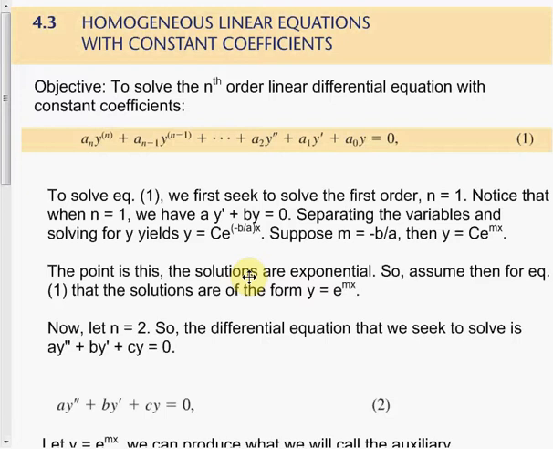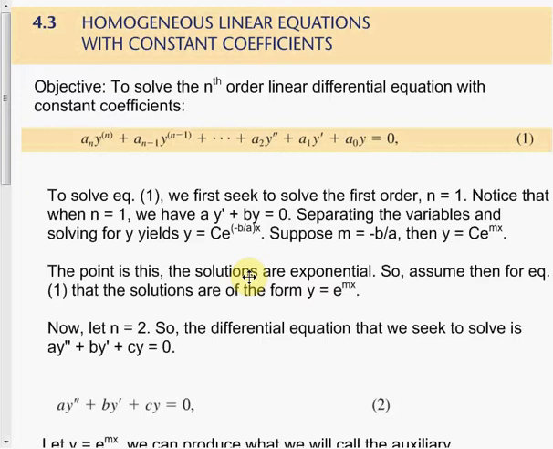So to solve equation 1, we first seek to solve the first order. Just let n equal 1 and look at that solution. If you let n equal 1, then the differential equation that you have is a differential equation that has order 1. The highest derivative is just y prime. Right? So this is like y prime plus some constant times y equal to 0. We're still talking about a homogeneous differential equation. So if you solve this, that's just separation of variables. And when you solve that, you get y is equal to some constant times e to whatever power times x.